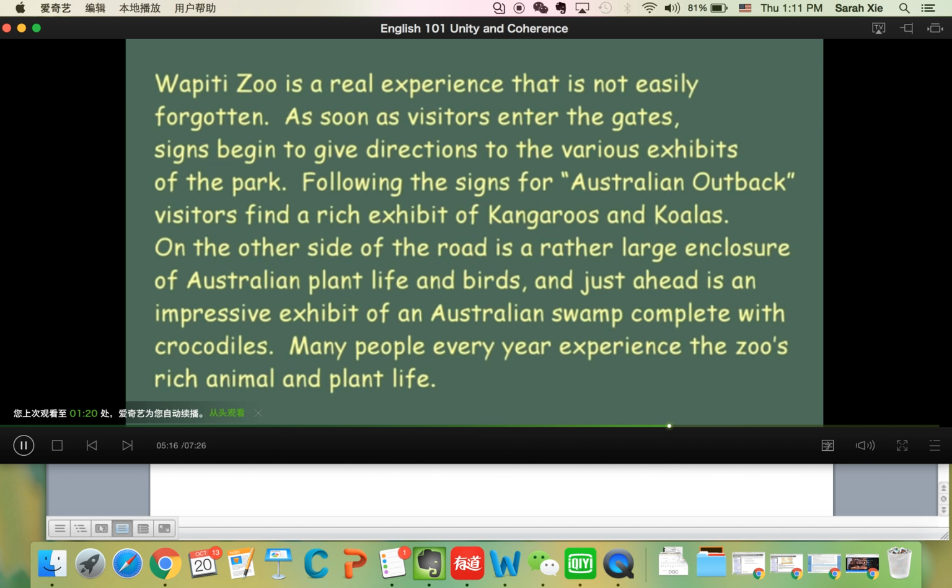As soon as visitors enter the gates, signs begin to give directions to the various exhibits of the park. Following the signs for Australian outback, visitors find a rich exhibit of kangaroos and koalas. On the other side of the road is a rather large enclosure of Australian plant life and birds. And just ahead is an impressive exhibit of an Australian swamp complete with crocodiles. Many people every year experience the zoo's rich animal and plant life.